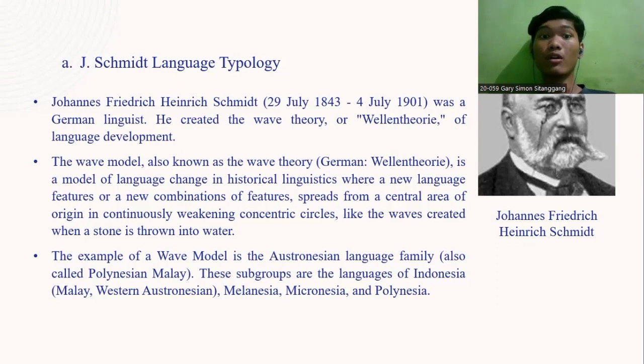The wave model, also known as the wave theory, is a model of language change in historical linguistics, where a new language feature or a new combination of features spreads from a central area of origin in continuously weakening concentric circles, like the waves created when you throw a stone into the water. An example of a wave model is the Austronesian language family, also called Malayo-Polynesian. These subgroups are the languages of Indonesia, Malay, Western Austronesian, Melanesia, Micronesia, and Polynesia.